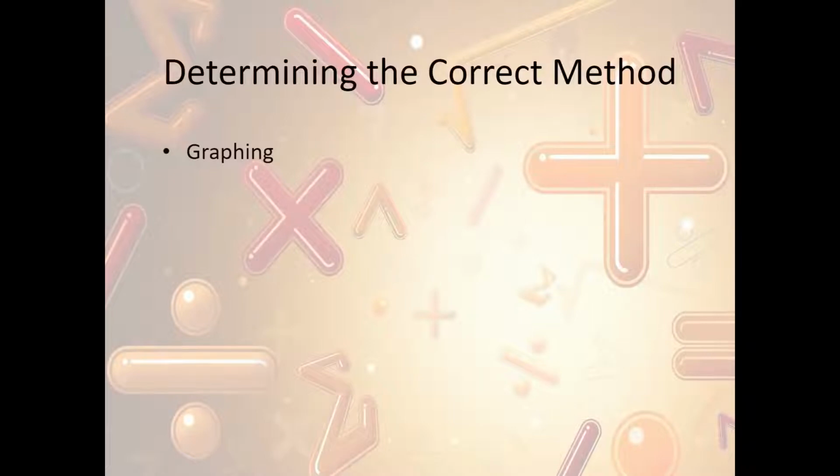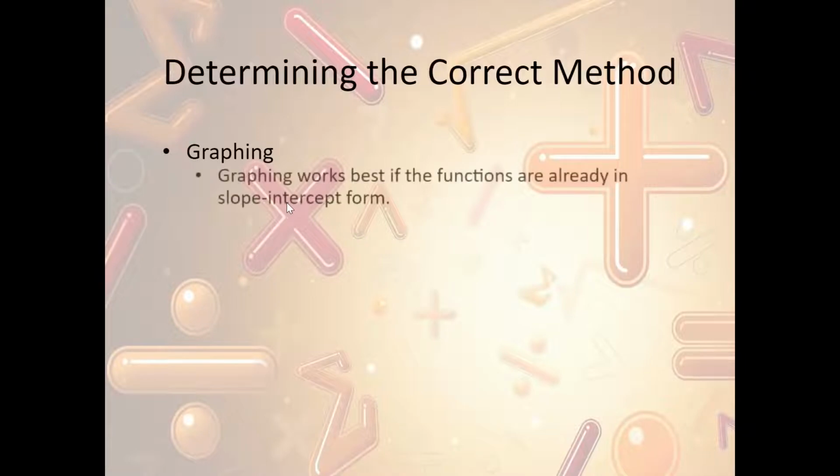So, first of all, we need to discuss what methods we have to solve systems of equations. The first one is graphing. Graphing works best if the functions are already in slope-intercept form. We don't like putting things into slope-intercept form, so if they're not, let's use a different technique. But if they are in slope-intercept form, graphing is a great way to go. This is usually best when both functions are already in slope-intercept form, and that looks like y equals mx plus b.